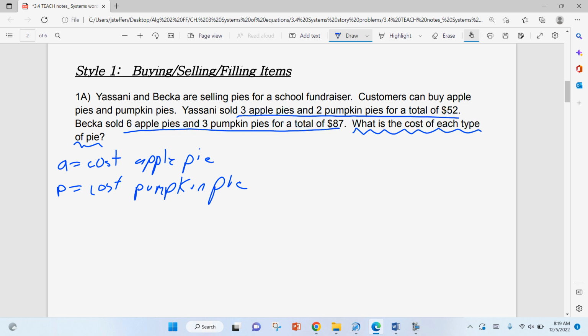So my equations, because you need 2 variables: 3 apple pies plus 2 pumpkin pies is equal to 52. 6 apple pies plus 3 pumpkin pies is equal to a total of $87. That's the new part for today. There will probably be some of them on your test. That's all you'll have to do.